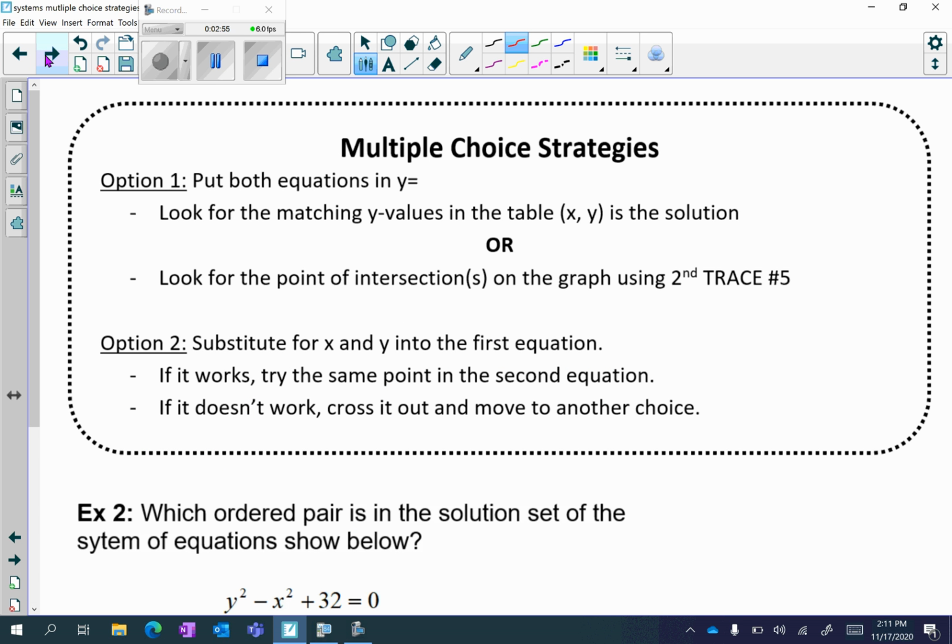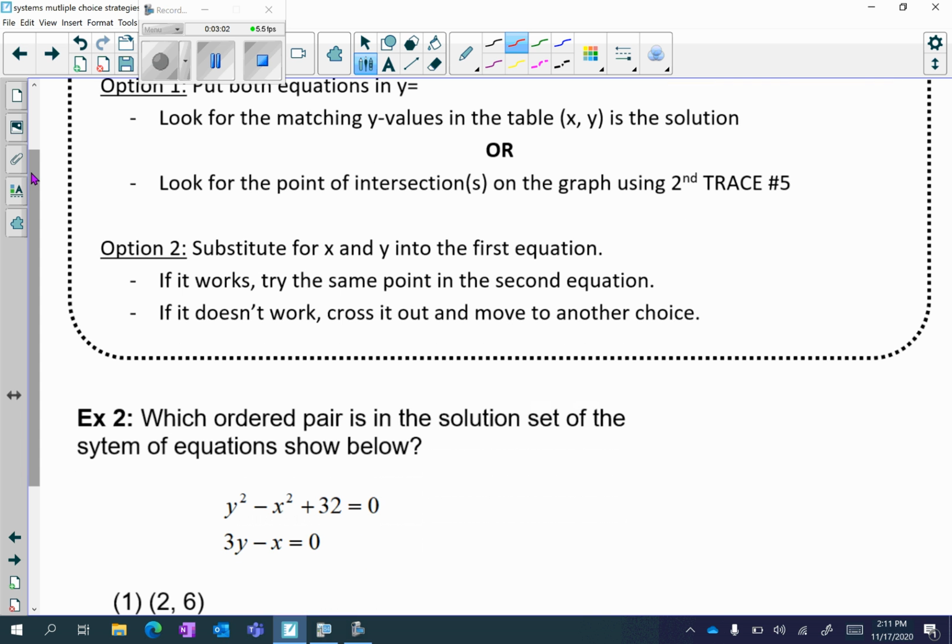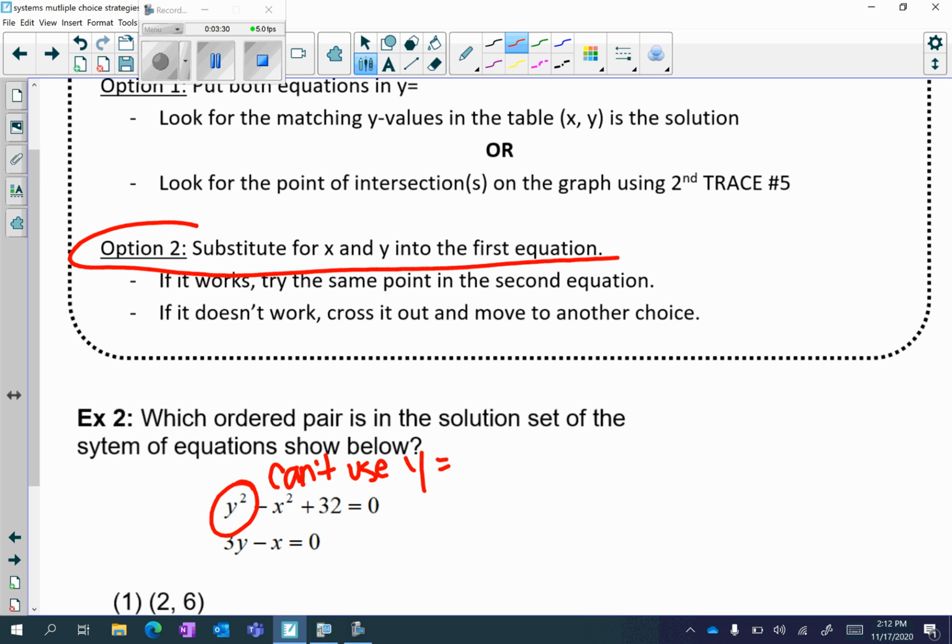So we're going to take a look at another question and we're going to do option 2 and I'm going to explain why here. It says which ordered pair is in the solution set of the system of equations shown below? y squared minus x squared plus 32 equals 0 and 3y minus x equals 0. So if I wanted to use option 1, I would have to put them both into y equals. That's not an option here because I have a y squared, so I can't use y equals. So I have to go to option 2, which is to substitute for x and y into the first equation. If it works, I'm going to go to the second equation and try it. If not, I'm going to cross it out and move on.